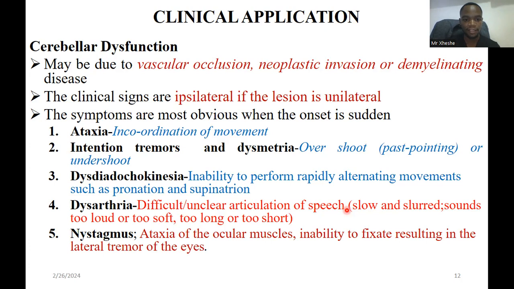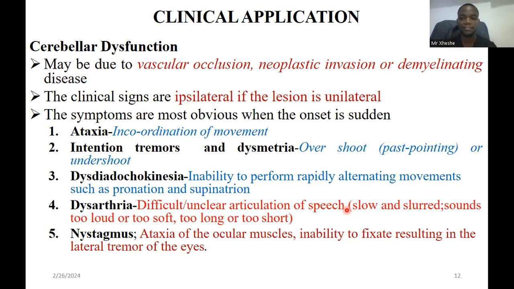Next is dysarthria. So this is difficult or simply unclear articulation. So speech is affected. It can be slow, too loud, too soft, or the person is taking a much longer time to complete a simple sentence. Again, we question the integrity of the cerebellum.